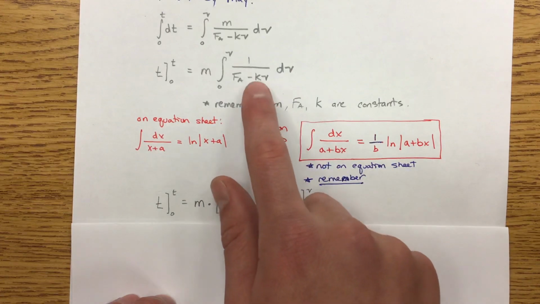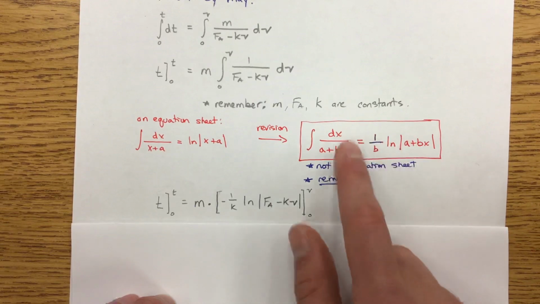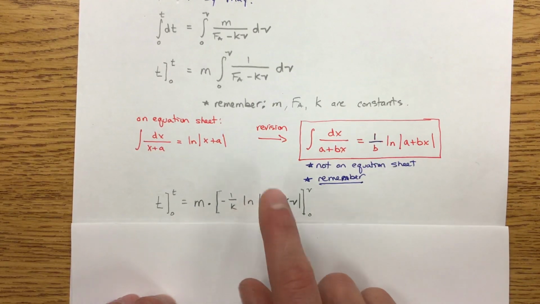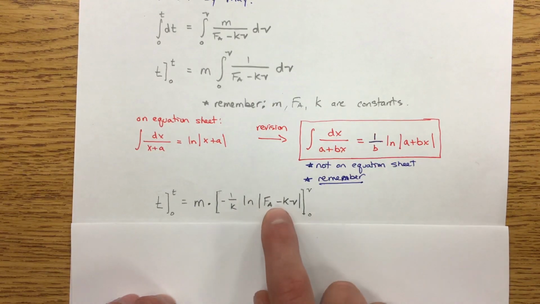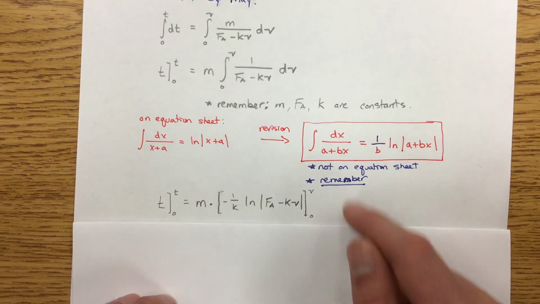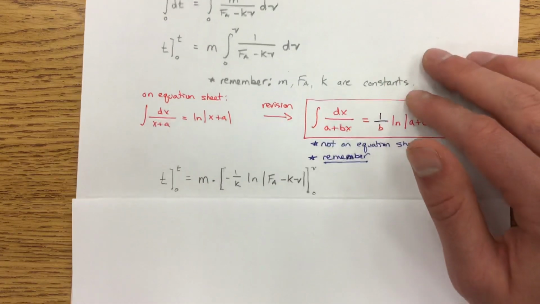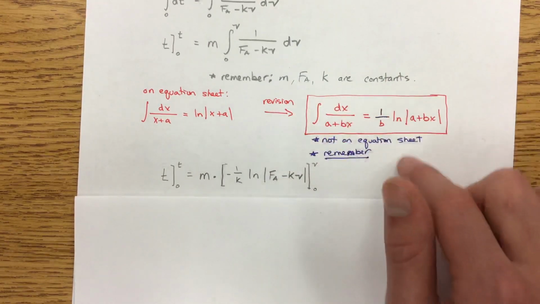The reason I have this negative 1 over k is that k is that b value here. All right, so if you look in here, there's a negative k attached to our v. That's like the plus b that's attached in here. So we got negative 1 over k times the natural log of F sub A minus kv, and we're evaluating that from 0 to v. So it's pretty much a one-step integral there if you remember this rule.